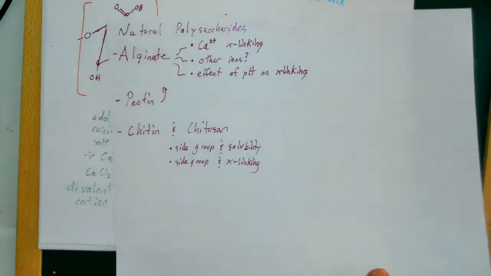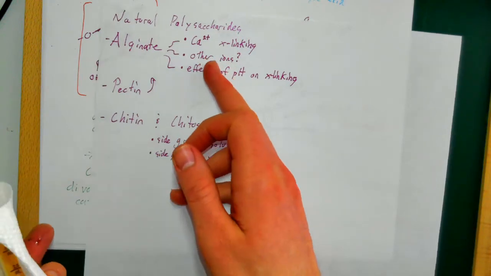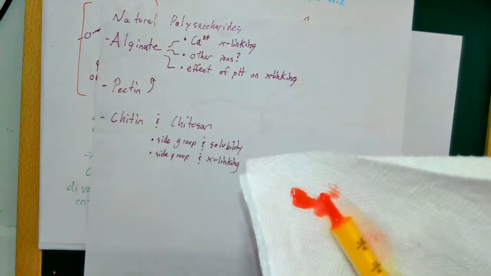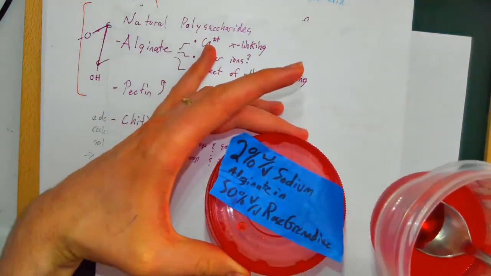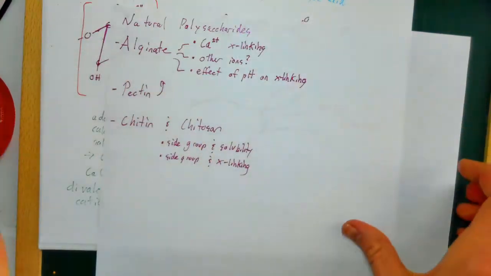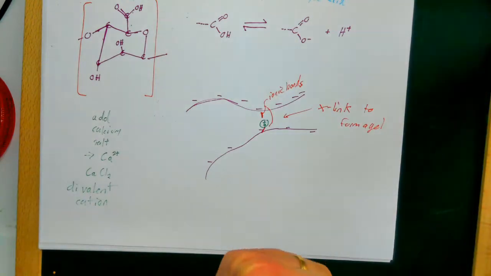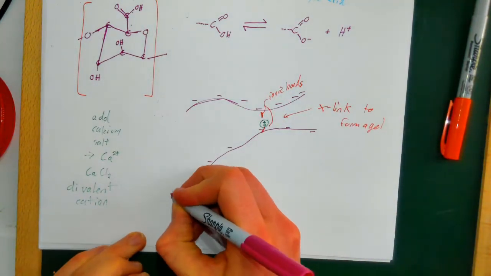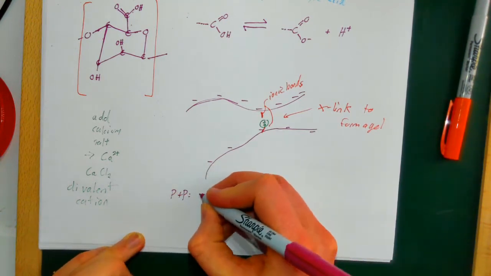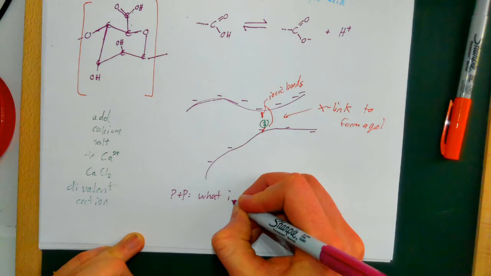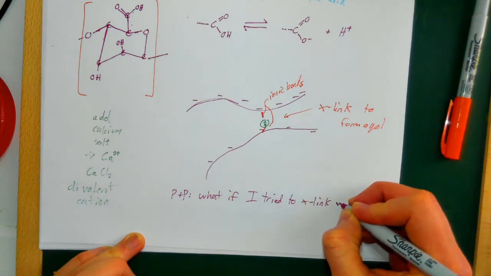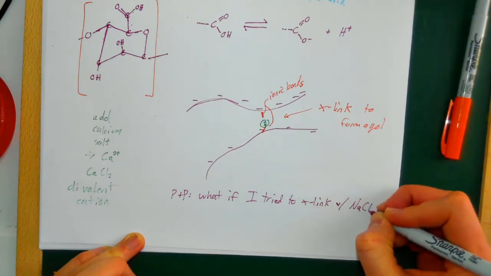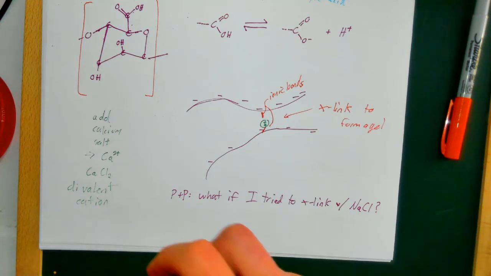So let's take a look. Let's imagine if we had other ions in this solution. So let's bring back the solution right here. Let's say instead of having calcium for cross-linking, I tried to use sodium. So take a moment now, pause and ponder. What if I tried to cross-link with sodium chloride, or NaCl? What would happen if I tried to do that?